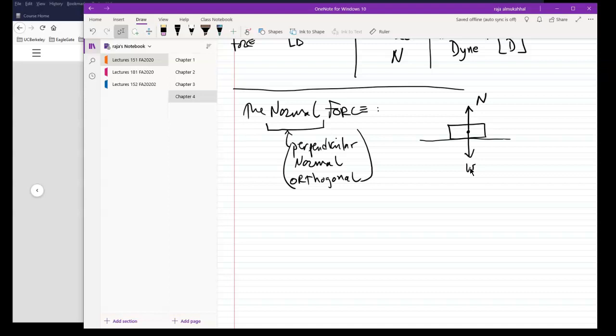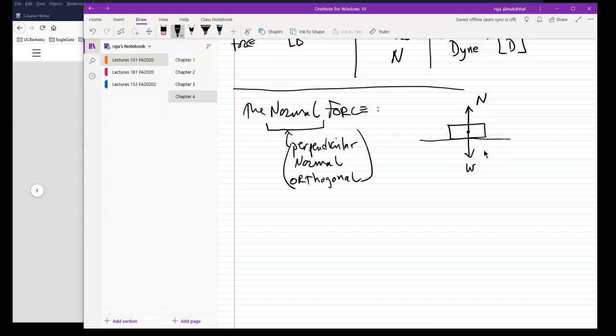Anyway, we're just going to call it big N. So the big N means the normal. What does the normal mean? For now, it is basically the reaction to the weight. Why? Newton's third law. For every action, the weight, there is a reaction, the normal, and they're both equal and opposite in direction. Got it? That's what the normal is. More on it later, especially next chapter, but that's basically what it is.